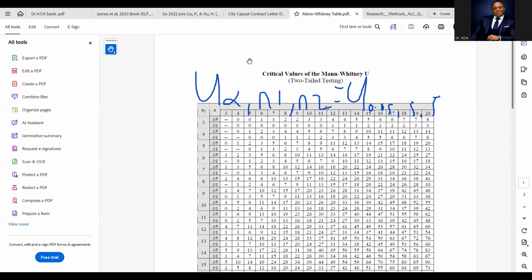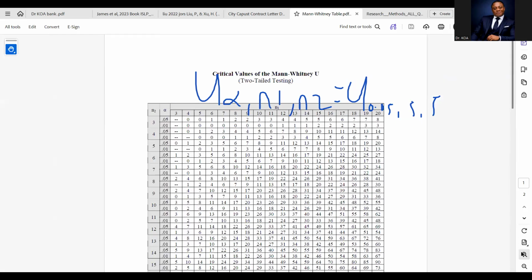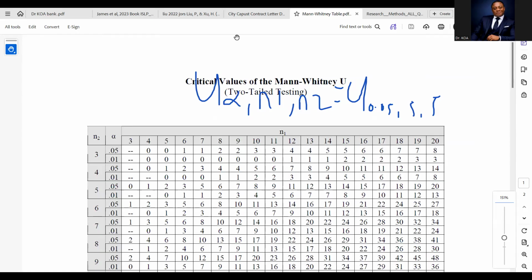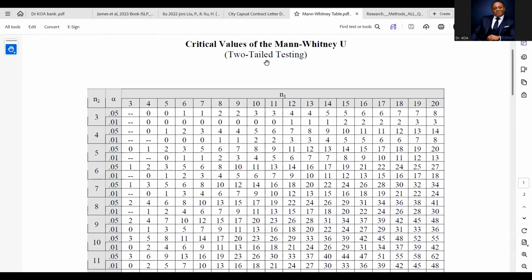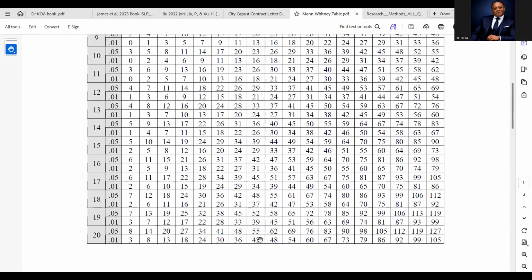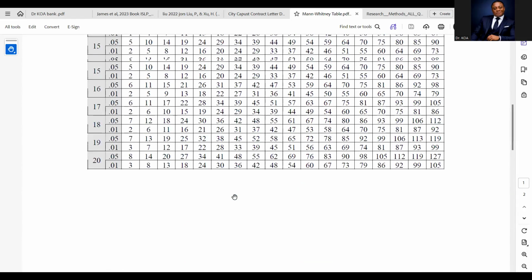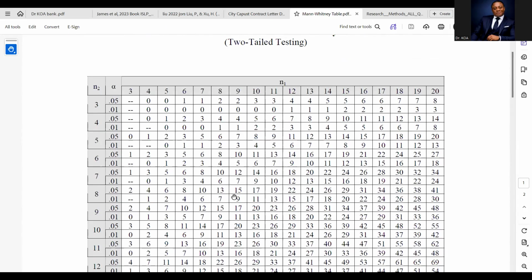Okay, so this on your screen is the Mann-Whitney U table. I'm making it bigger. Let me clean this so that you can see it well. Now watch that. The table has got two tail, and when you go down, it also has another one, which is one tail. So it has a two tail one, and it has a one tail one. Both of them are given to you.